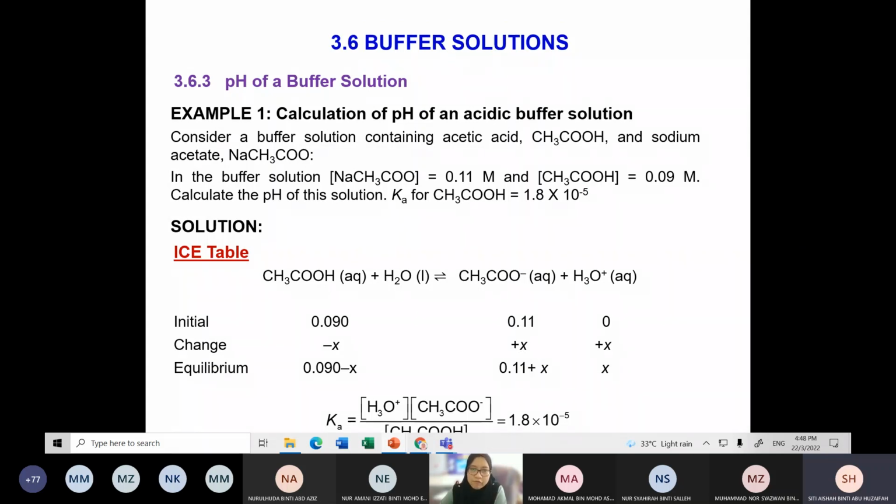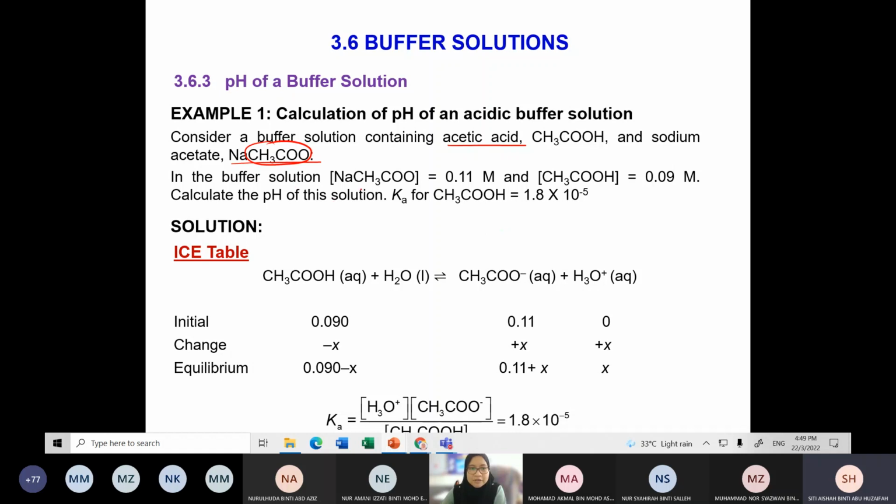Calculation of pH of an acidic buffer solution. So how do we calculate the pH of the buffer? This is an acidic buffer solution. How do we know that this is an acidic buffer? Because the components used in this buffer are acetic acid and sodium acetate, so this is the conjugate base.